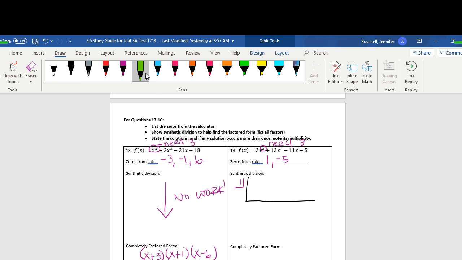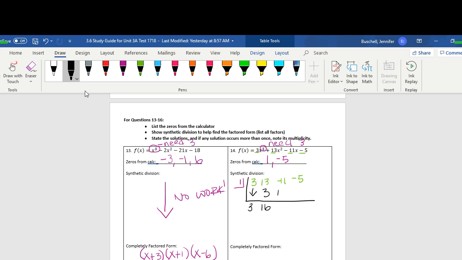I'm going to write the coefficients. So I have cube, squared, 1, none. So I'm going to have 3, 13, -11, and -5. I'm going to drop my 3, and now I'm going to multiply, add, multiply, add. So 1 times 3 is 3. 13 plus 3 is 16. Go back up to my box number of 1.